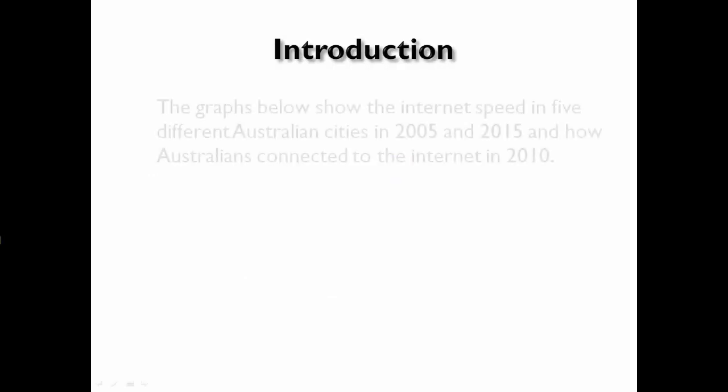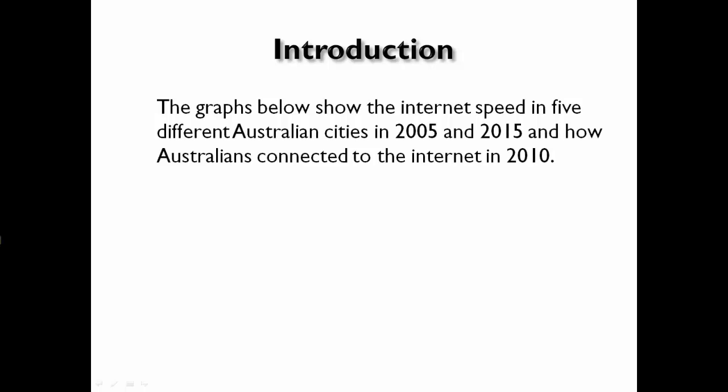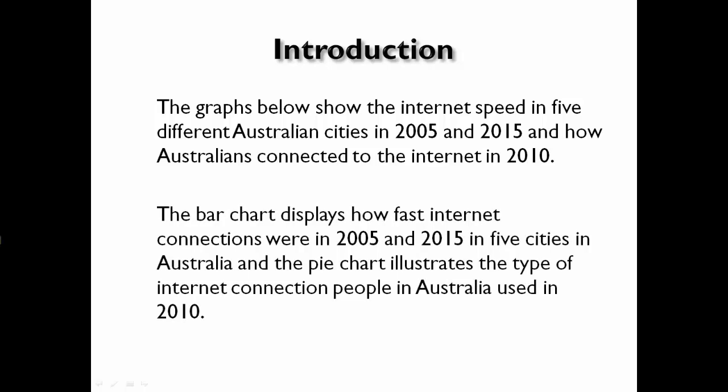So the introduction, here is the question, not the introduction. The graphs below show the internet speed in 5 different Australian cities in 2005 and 2015, and how Australians connected to the internet in 2010. So this is how I have paraphrased it. The bar chart displays how fast internet connections were in 2005 and 2015 in 5 cities in Australia. And the pie chart illustrates the type of internet connection people in Australia used in 2010.